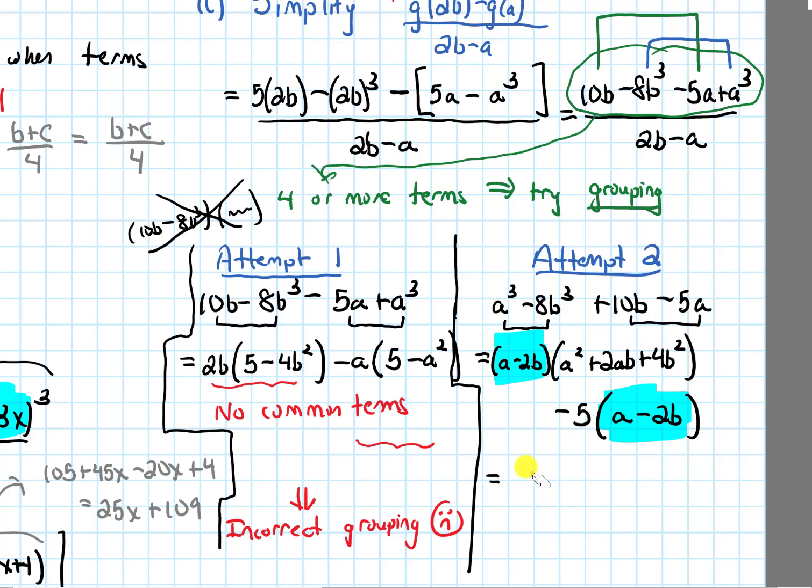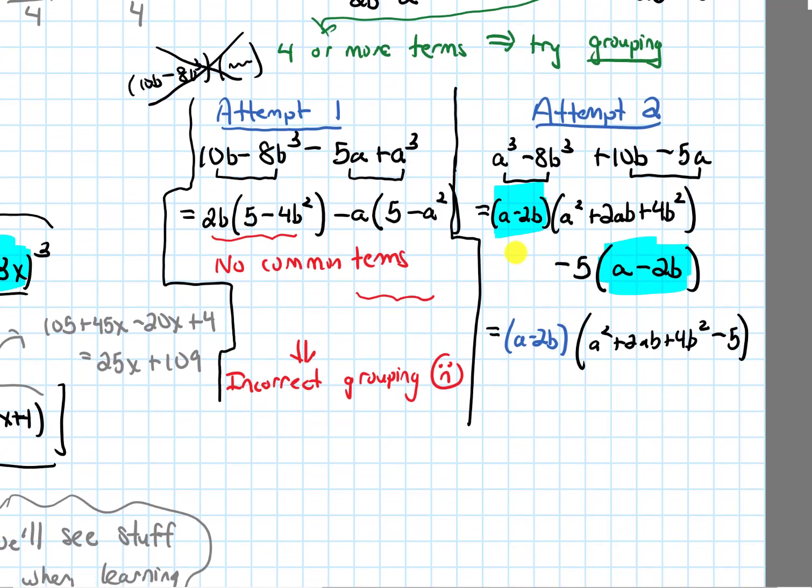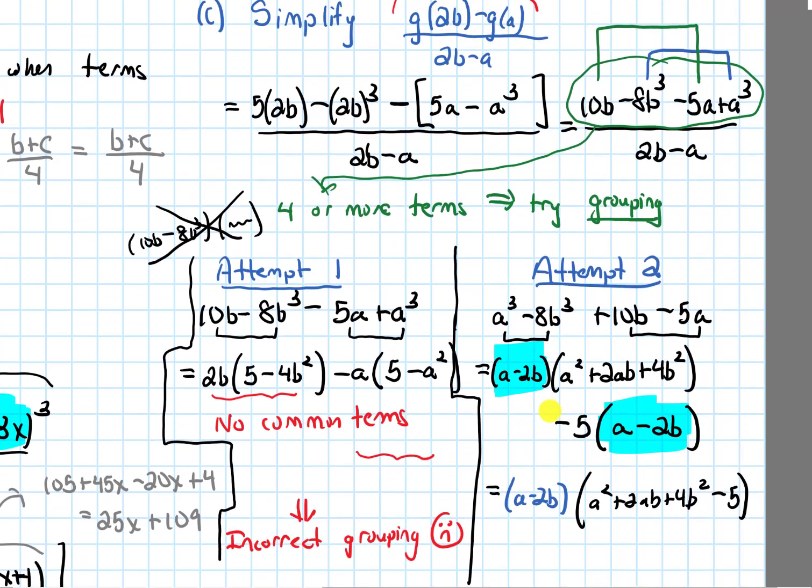Let's factor out that a minus 2b. And that'll leave me with a squared plus 2ab plus 4b squared. That's what's left over from the first term. From the second term, I'll be left over with that minus 5. All right, so that is how we factor this numerator using grouping and some difference of cubes.